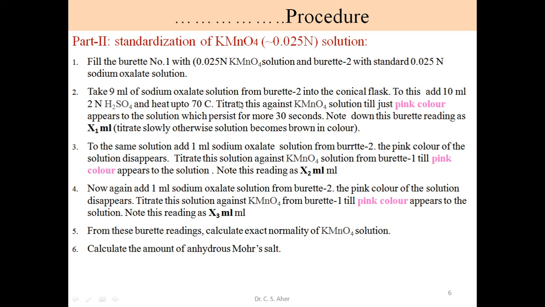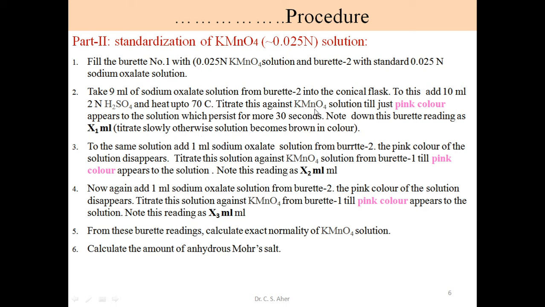Take 9 ml of sodium oxalate solution from burette 2 in a conical flask, add to it 10 ml of 2 normal sulfuric acid, heat up to 70 degrees centigrade, and titrate against KMnO4. This hot solution is titrated with KMnO4 solution till just a pink color appears, which persists for 30 seconds. That is, a stable pink color is obtained. Note down the burette reading as x1 ml.